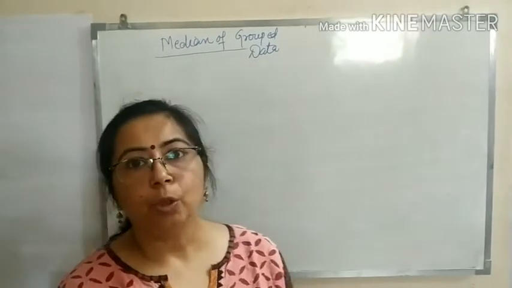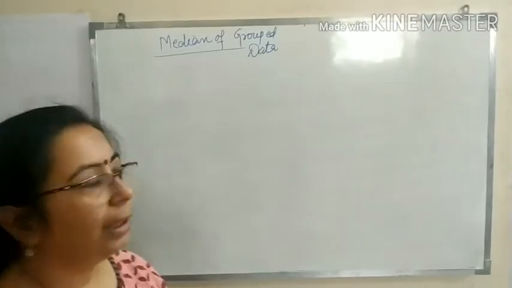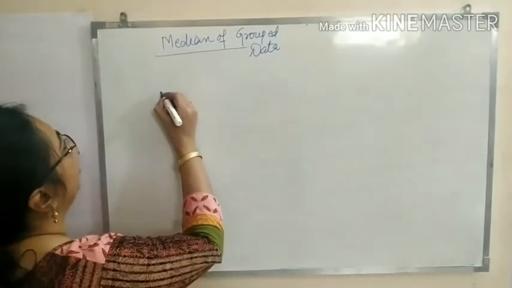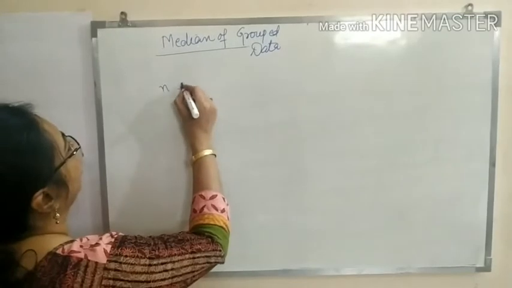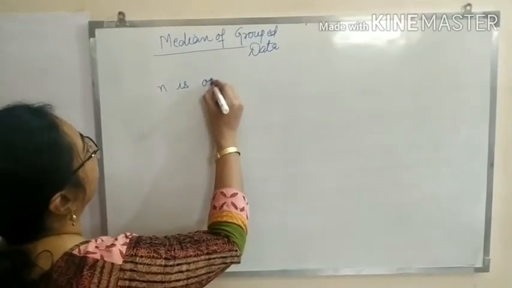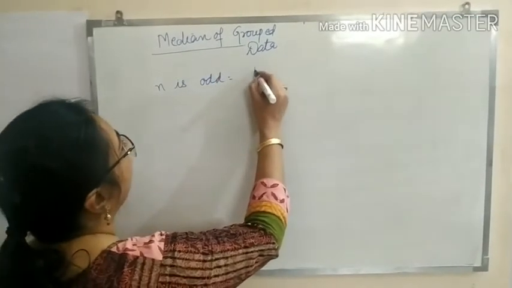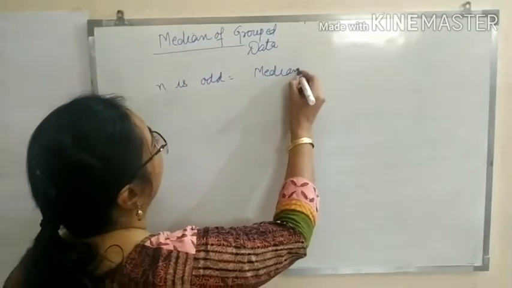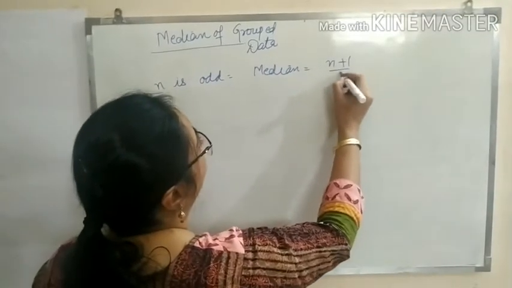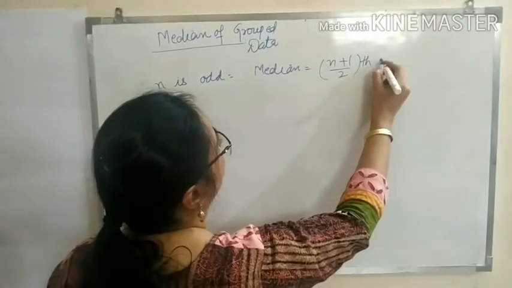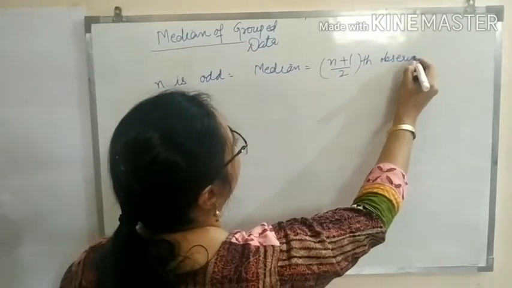Now for ungrouped data, this we have done in ninth class. For ungrouped data, to find the median you have to find n, where n means the number of observations. If n is odd, then the median comes out to be the (n plus 1) by 2th observation. That gives you the median, the middlemost value.